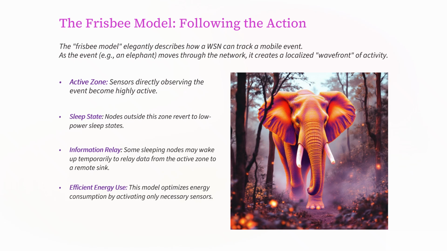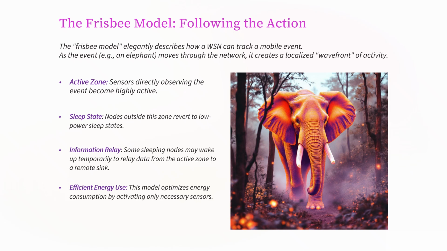The active zone is where the sensors will be observing the event in a highly active manner when the elephant enters the zone of monitoring. Once the elephant leaves the zone, all the nodes which were sensing earlier will automatically get into the sleep state, reverting to low power sleep states. Some sleeping nodes may wake up temporarily to relay information from the active zone to the remote sinks. That will help the active sources transmit the data to the sink node in case the distance between the source and the sink is too far.